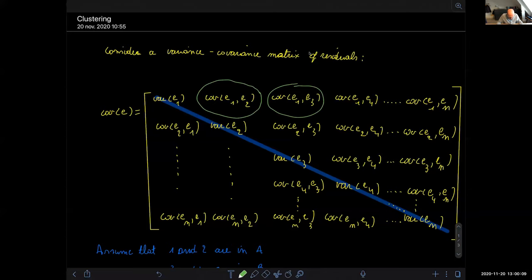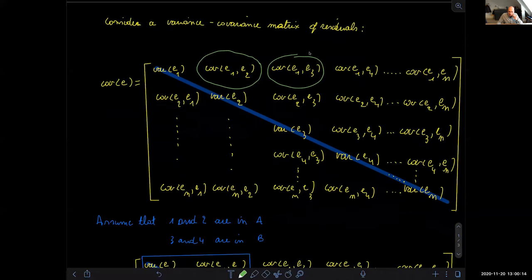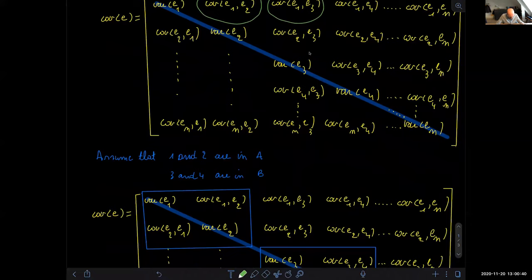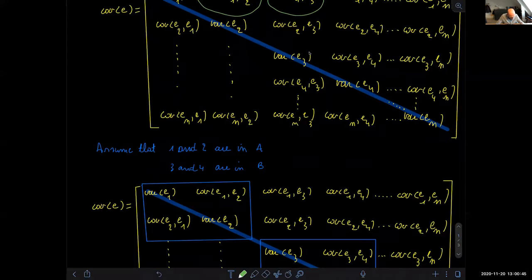If you would just run an OLS regression, OLS is going to compute standard errors for your point estimate by basically assuming that all these off-diagonal covariances are zero. Also note that the variance-covariance matrix is symmetric, so I'm just focusing on the top triangle.